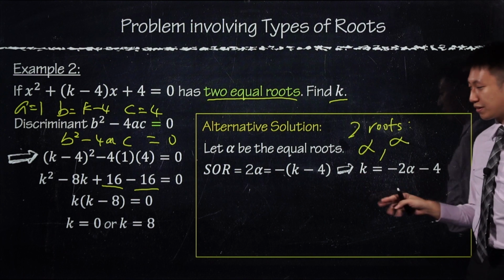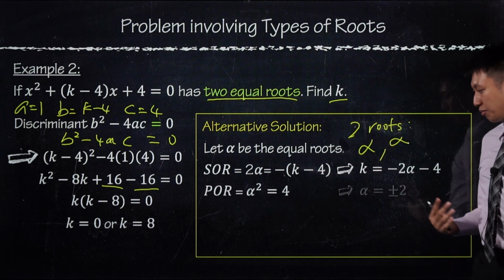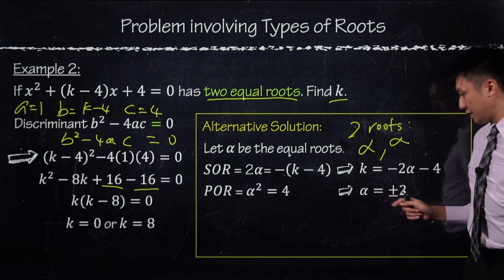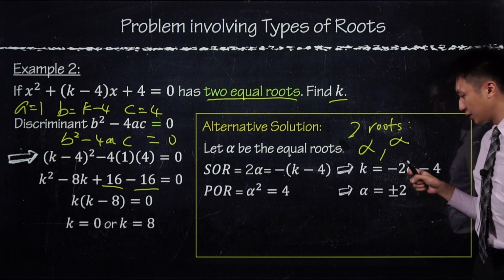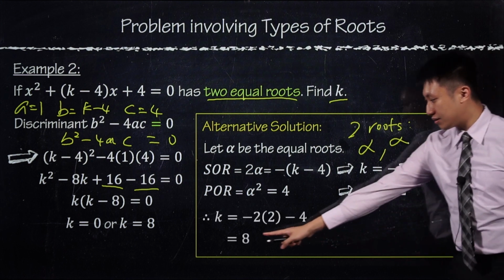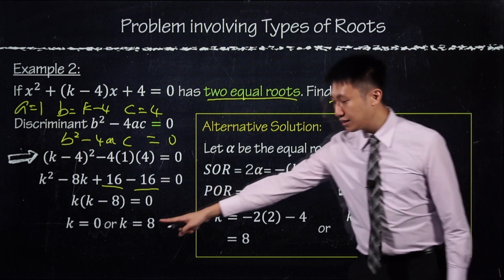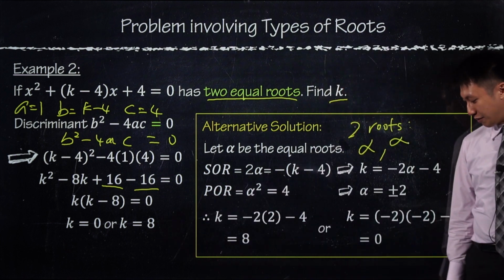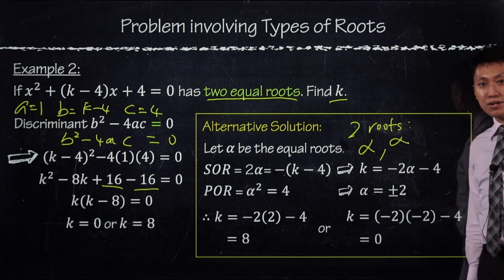Okay, this one you solve it first. Then product of roots, alpha squared, is equal to 4. So alpha will be positive or negative 2. Then what you want is k. So I substitute positive and negative 2 into here, and I get my answer 8, and I get my answer 0, which is the same as this one. Okay? Check whether you are fine. Have you forgotten these techniques? It's very simple, right?